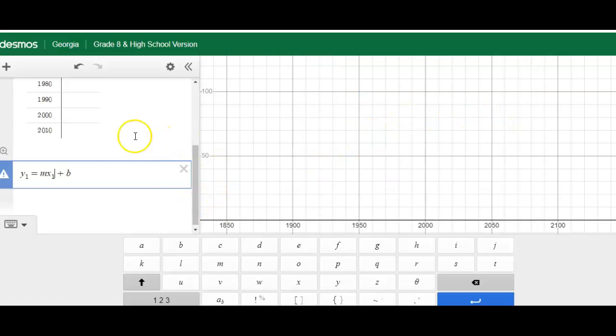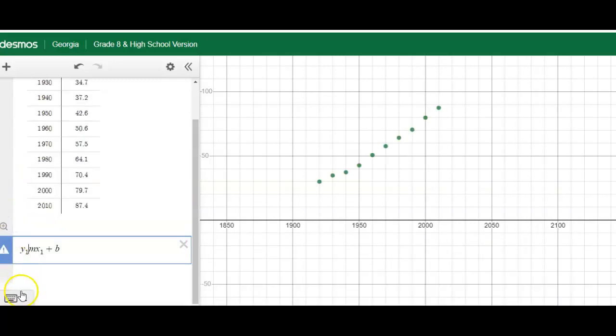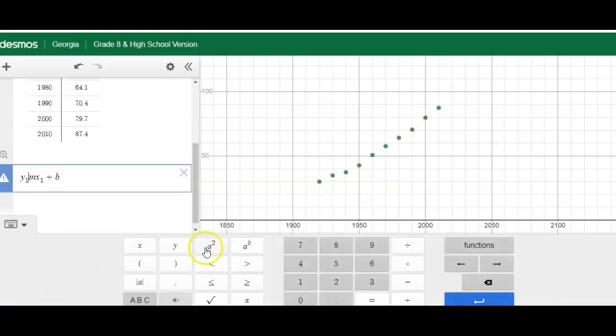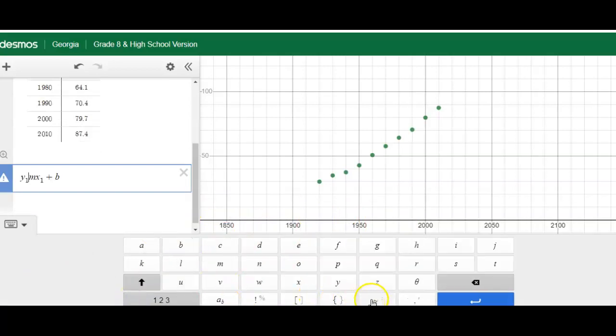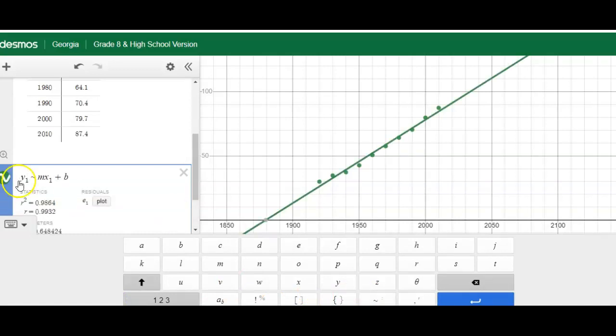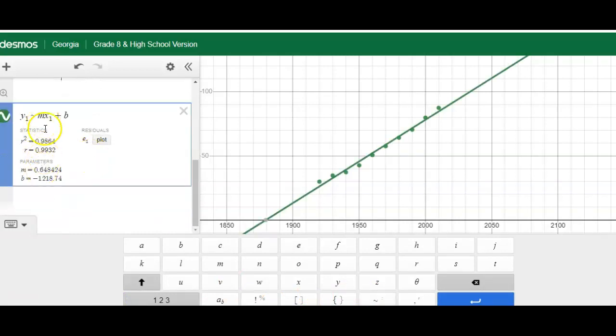And the reason is because this is not an exact equation. This is a line of best fit. So we should not have an equal sign because it's not exactly equal. So I'm going to backspace that, and I'm going to go down here to my keyboard. I don't see an approximate sign, so I have to go to ABC. And here is my approximate symbol. As soon as I do that, it's going to give me all of my information for line of best fit.